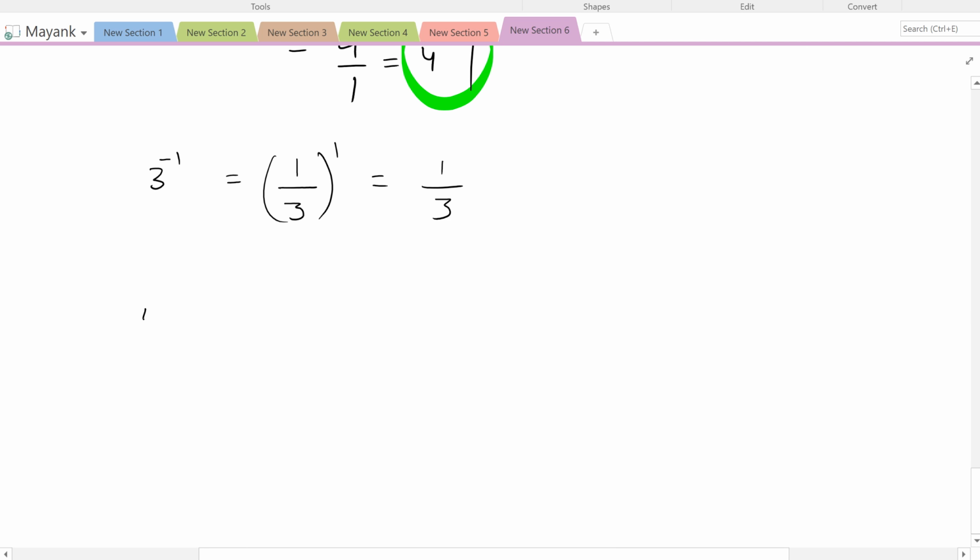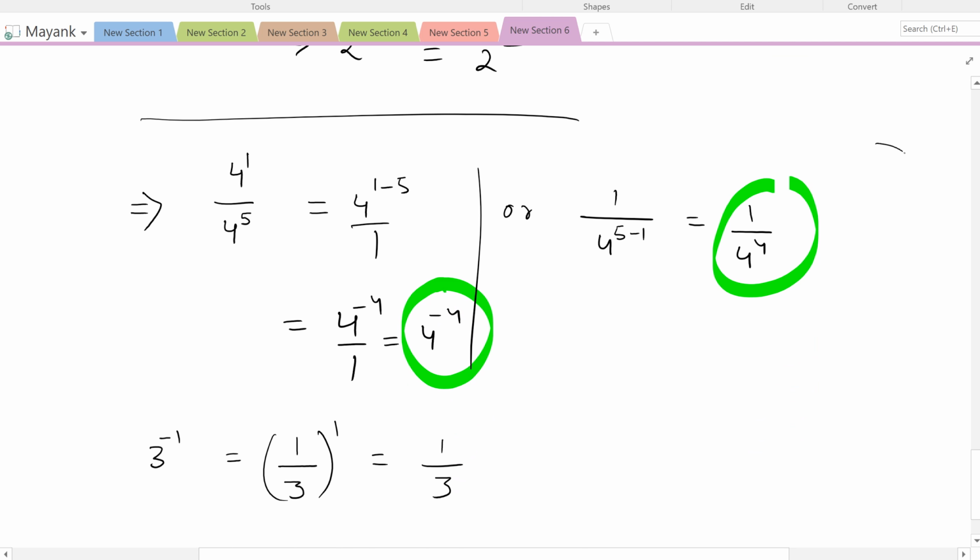Now 4 minus 2, that is equal to 1 over 4. As we learned in the previous case, negative sign causes a flip, but the power becomes positive now. You see, negative 1 becomes 1. In the same manner, minus 2 becomes 2. Minus disappears and it causes a flip. So that's what we learned in this example right here.